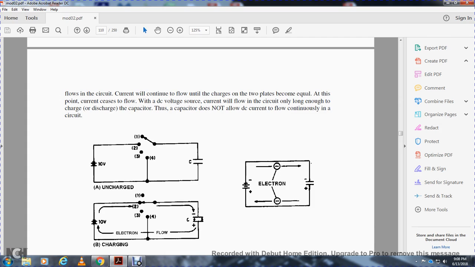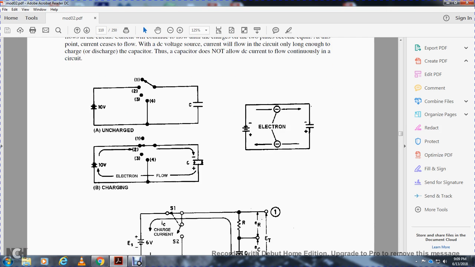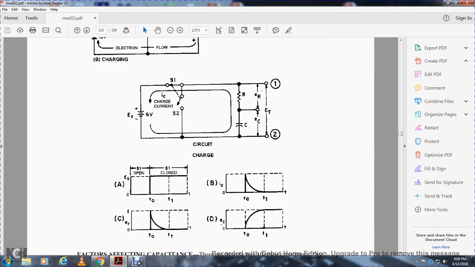Alright, so when it's uncharged, the capacitor is collecting negative charge, and then charging would be when the negative is going through to the positive, with the flow of the negative electrons. Notice that the capacitor does not allow DC to flow continuously in the circuit. Okay, so the circuit charged, with switch 1 and switch 2.